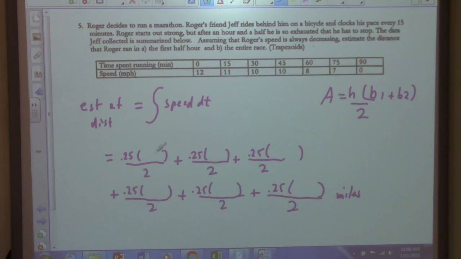And then we just write in these values here. So we have 12 plus 11. Here we have 11 plus 10. Here we have 10 plus 10. Here we have 10 plus 8. Here we have 8 plus 7. Here we have 7 plus 0. And that is our answer. Okay? Trapezoidal rule.